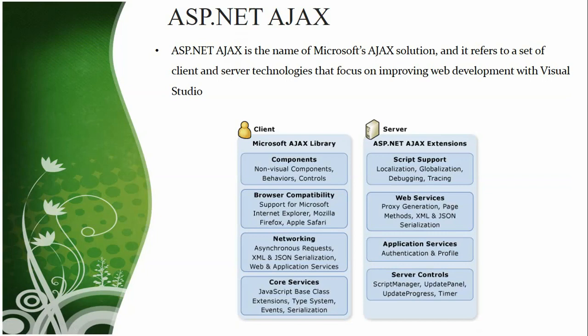Networking, asynchronous request, XML and JSON serialization, and core services, everything is given from Microsoft AJAX as a library. Also, from the server side, you have script support, web services, application services, and server controls. That's what we are going to focus on. We are going to use server controls to do whatever is required from our side to give AJAX to our website. So remember that.